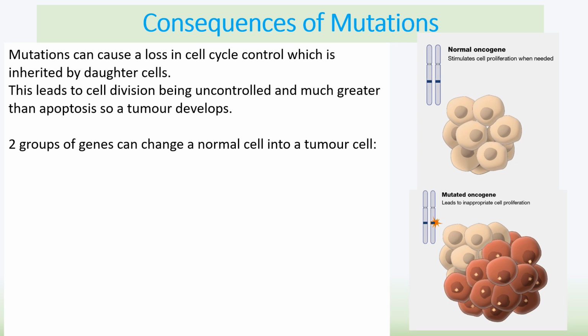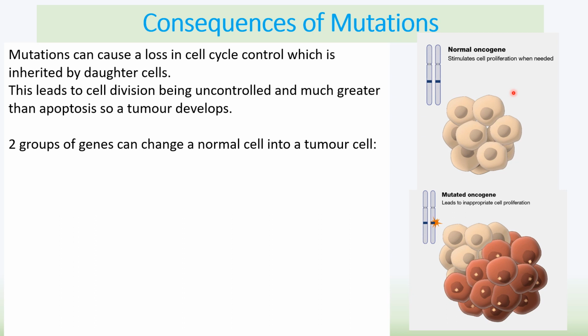So the consequences of mutations are obviously quite severe. Mutations can cause a loss in cell cycle control, which can be inherited by daughter cells, and this leads to cell division becoming uncontrolled and much greater than apoptosis. So remember, apoptosis means programmed cellular death. So what we're saying here is the new cells are being created at a greater rate than the old cells are being killed off, and this develops into a tumour.